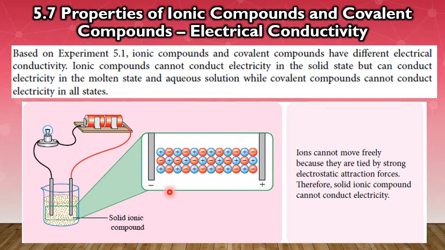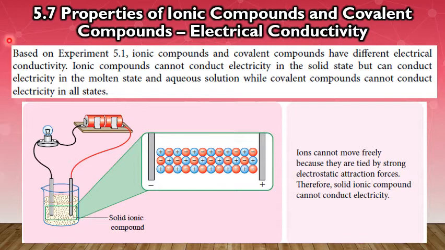The first one explains why ionic compounds cannot conduct electricity in the solid state. This is a solid ionic compound, and look at the explanation. Ions cannot move freely because they are tied by strong electrostatic attraction forces. Therefore, solid ionic compound cannot conduct electricity. So ionic compound cannot conduct electricity in solid state.